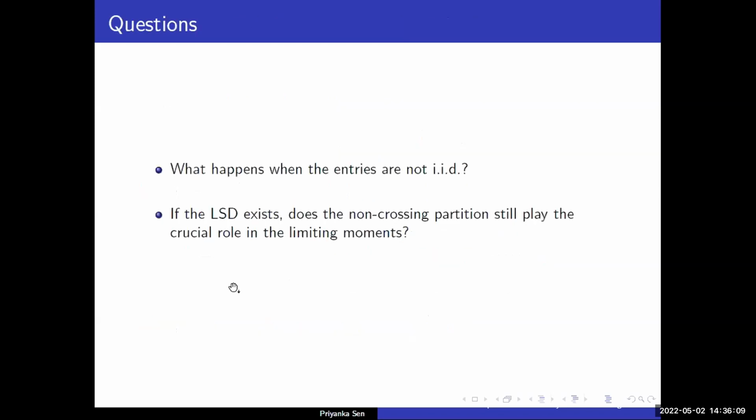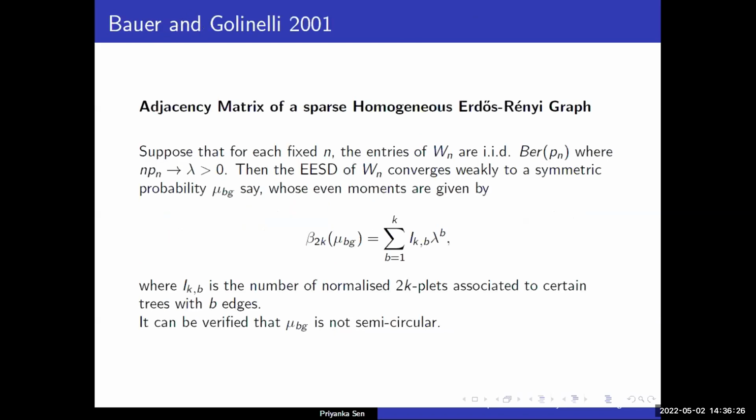So now we ask a few natural questions. What happens when the entries are not IID? I mean, when the entries are dependent on n, or when the entries depend on the position of the entry in the matrix, does the LSD still exist, and do non-crossing partitions still play a crucial role in the moments? Now, in 2001, Bauer and Golinelli proved a result on the adjacency matrix of the sparse homogeneous Erdős-Rényi graph.